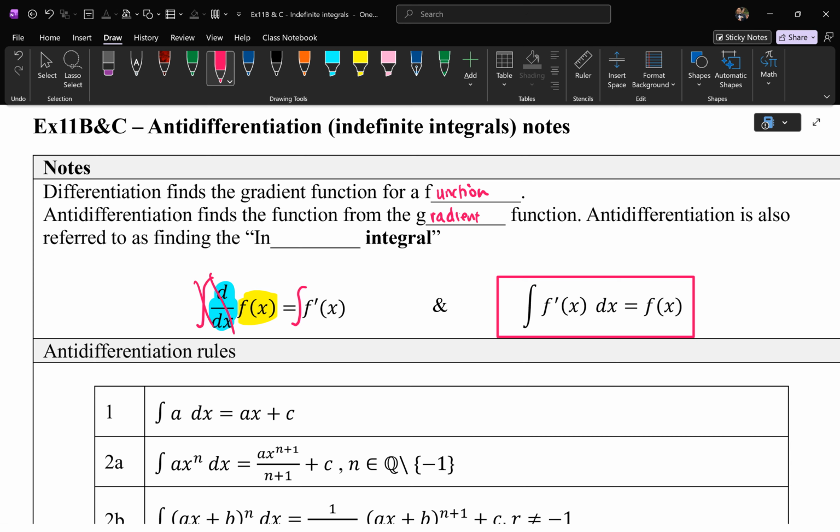A couple of details when you're doing this. Students can write the antiderivative of the derivative. What are you missing? That dx. If you miss out on this dx, they will penalize you.